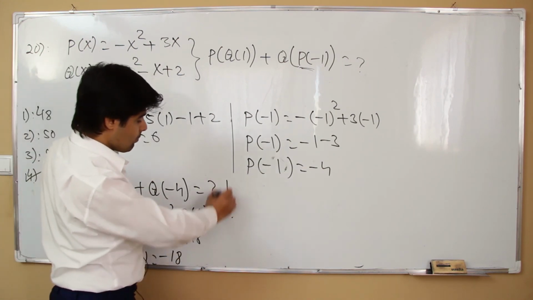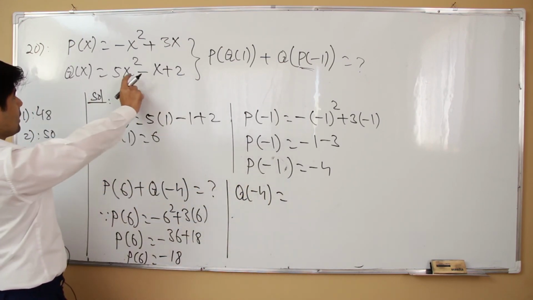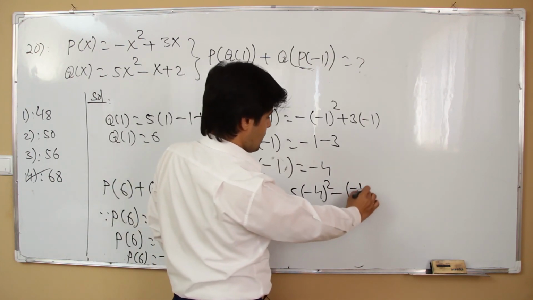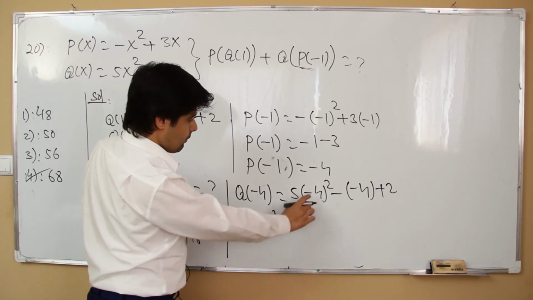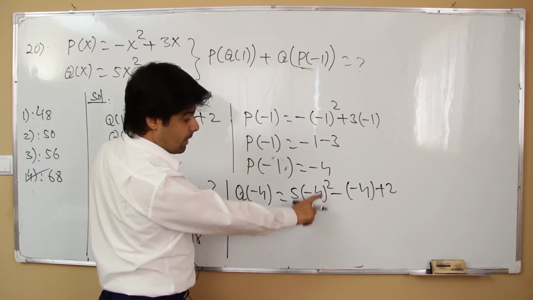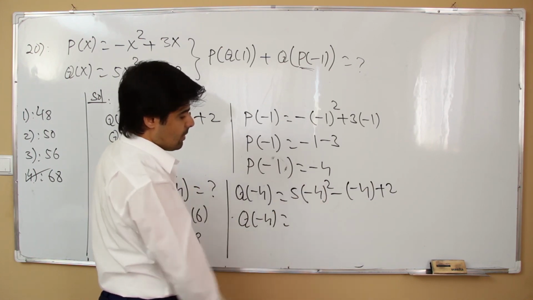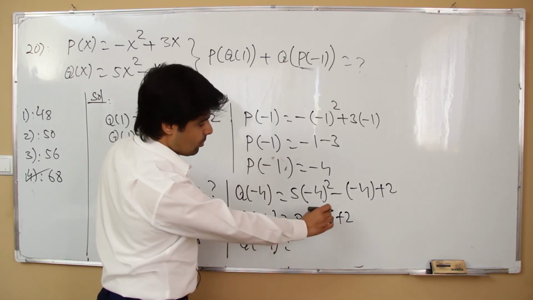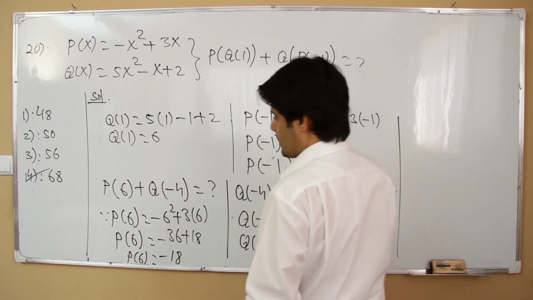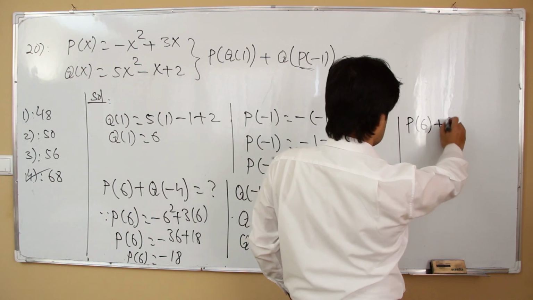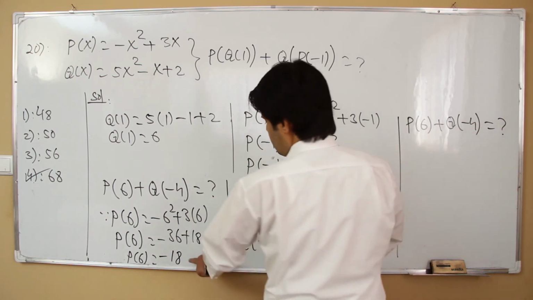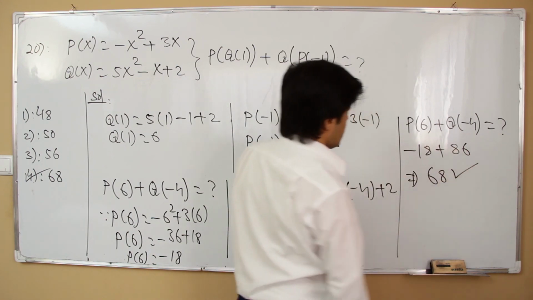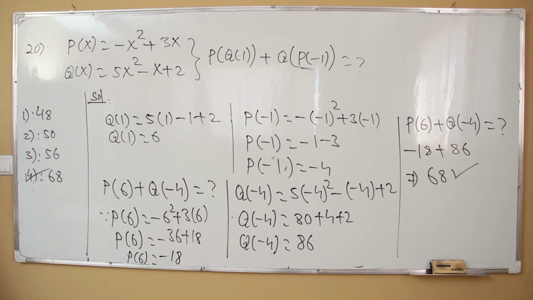Right? Yes. Now Q minus 4, in the Q polynomial, here you have to put minus 4 instead of x. So 5 times minus 4 raised to the power 2, minus minus 4, plus 2. So Q minus 4 is 5, minus 4 to an even power is plus, 4 squared is 16, times 5 is 80, plus 4 plus 2. So Q minus 4 is 86. Now the question is P6 plus Q minus 4. P6 is minus 18 plus Q minus 4, which is 86. Now sum these two, I think 68. Number 4 option is correct.